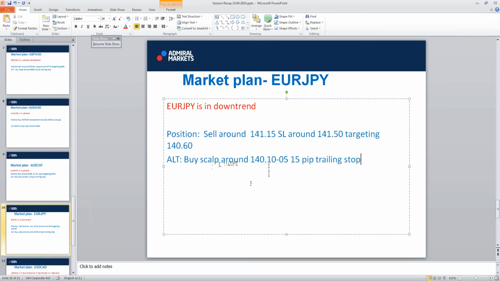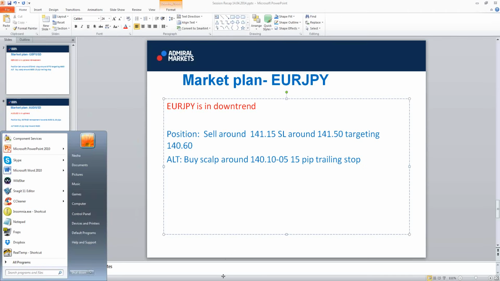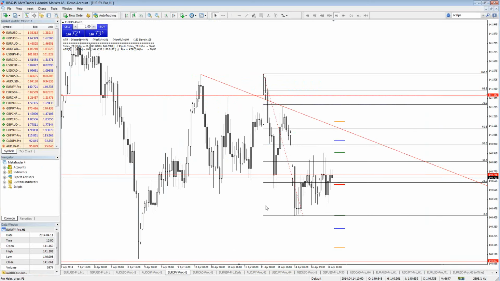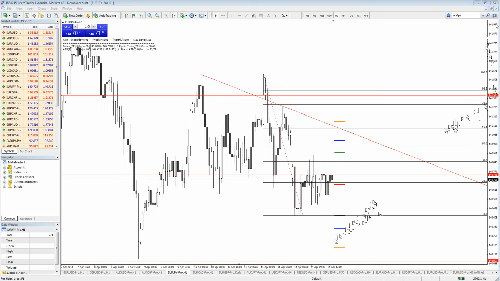If I don't get a trade, I would be looking to buy a scalp around 140.10 to 140.05, with a 15 pip trailing stop. Why have I chosen that level? Because of the history of buyers in this region. Look at this strong buying. So if the price gets there, it will be bought for some scalp. You always need to pay attention to the history of buyers and sellers in the region you want to buy or sell into. There is also a retracement possible there.